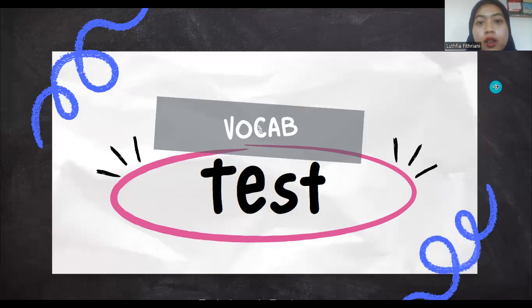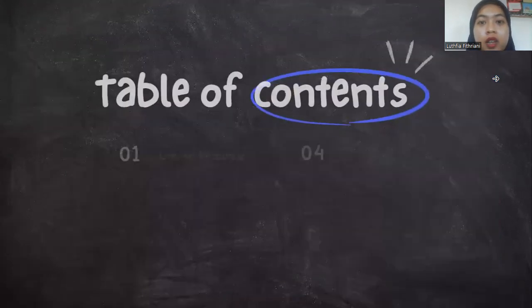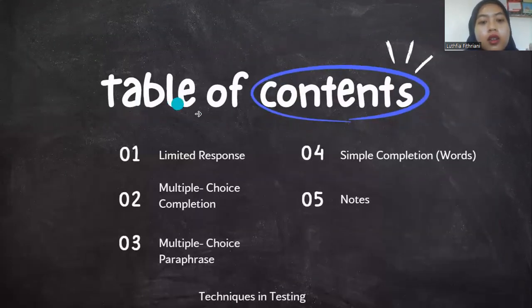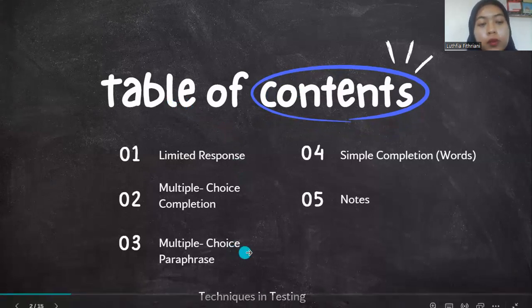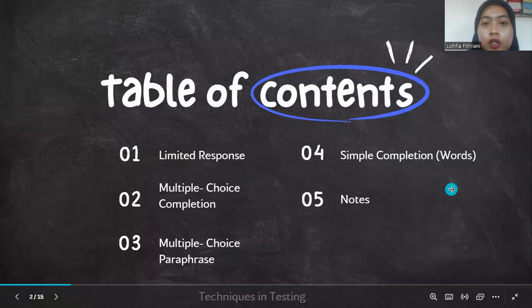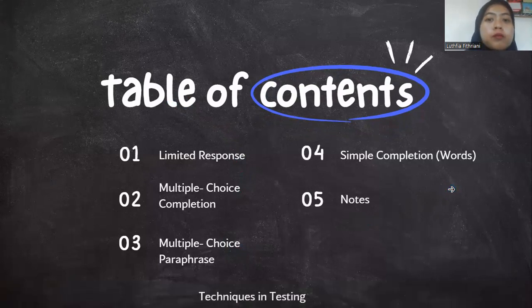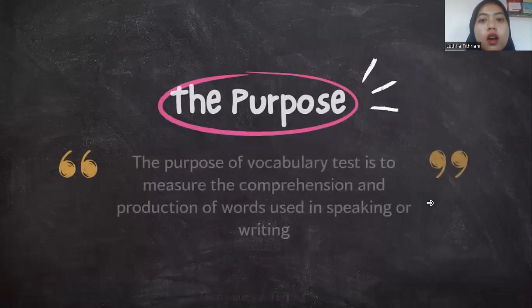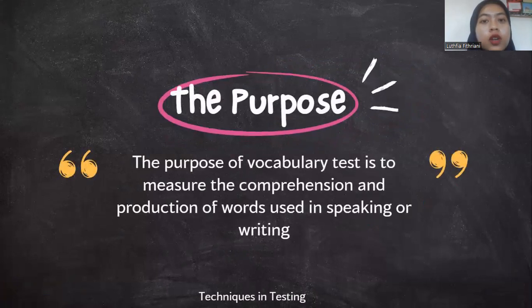There are some types of vocab tests that can be applied in a classroom, starting from limited response, multiple choice completion, multiple choice paraphrase, and simple completion. We will discuss the types of vocab tests one by one, but before that, we have to know what is the purpose of a vocab test? So the purpose of a vocab test is to measure the comprehension and production of words used in speaking or writing.